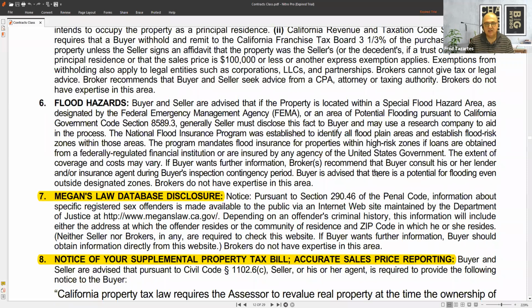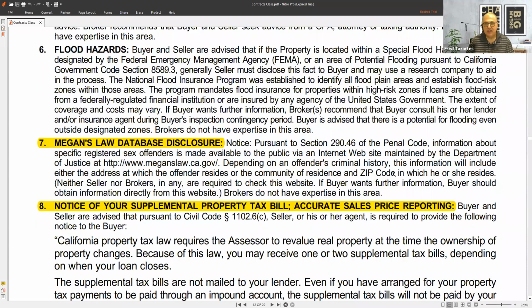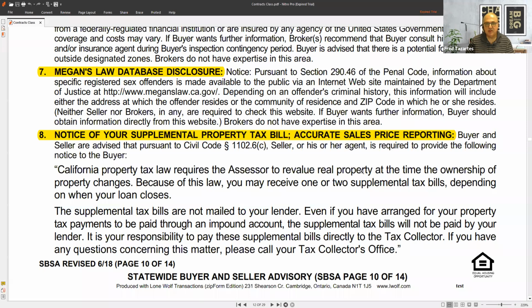Megan's Law database disclosure. Megan's Law is a great resource. However, as a realtor, you should really not be looking into it, because if you know about it, you have to disclose it. If your clients are interested, you can point them to the website and they can do the research themselves.